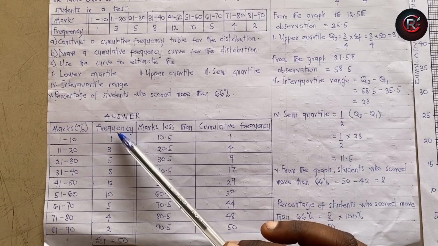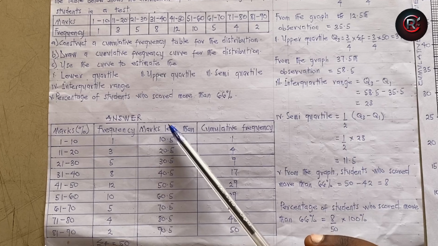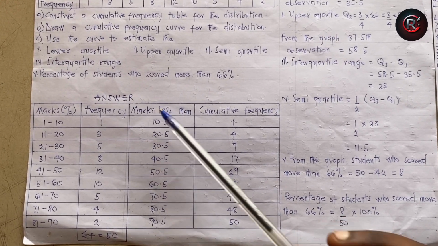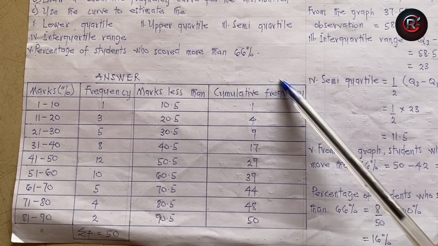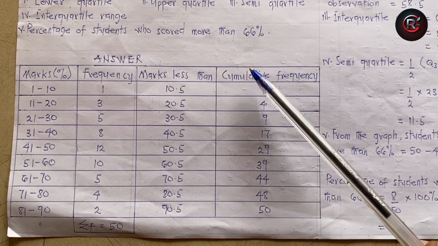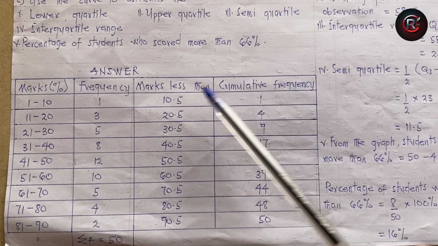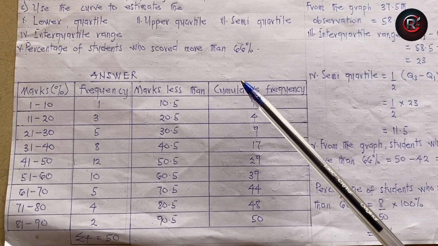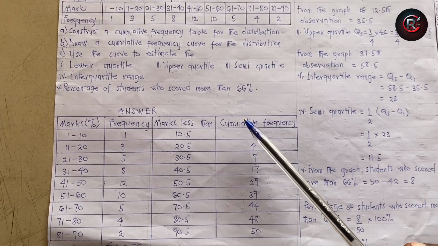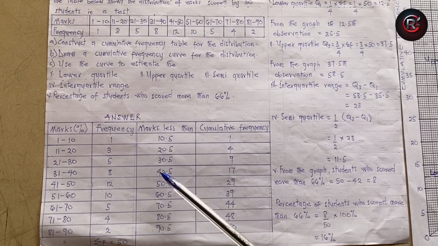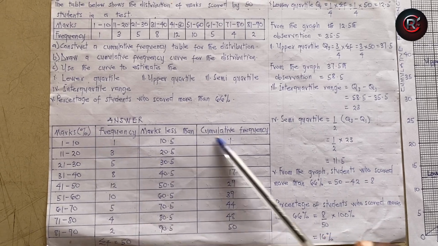The next thing is you create a column for max legs down because we are going to use it to draw our cumulative frequency curve. Then the next one is you create a column for cumulative frequency. You also need it to draw the cumulative frequency curve. So we have 4 columns in constructing the cumulative frequency curve. All right, let us see how we can complete the table.